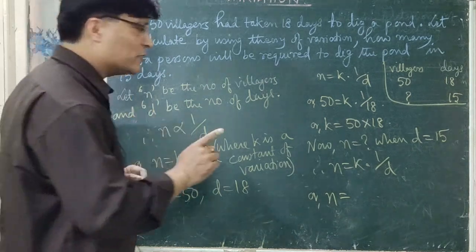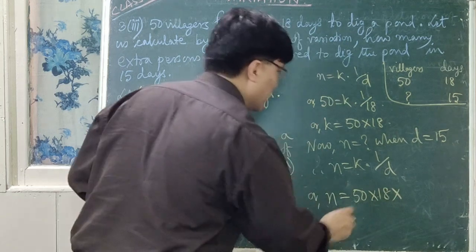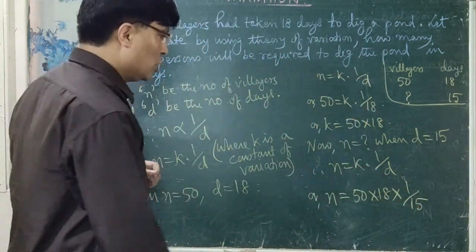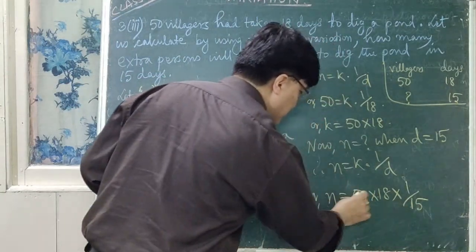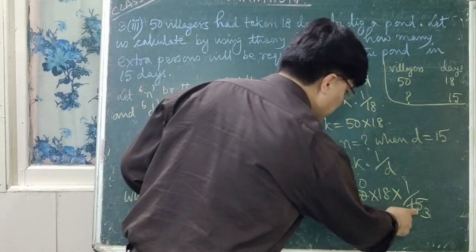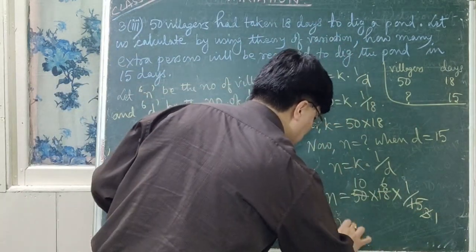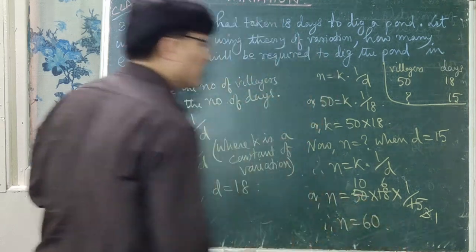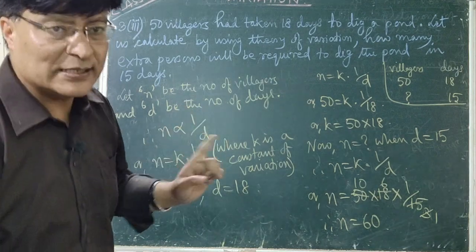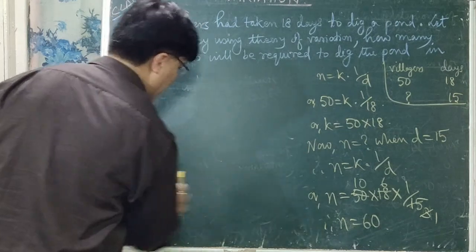Clear? So n is equal to, what is the value for k in this case? What is the constant of variation? What is the value for k? It is 50 into 18 into 1 upon d means 1 upon 15, right? So 15 and 50, 5 tens are 50, 5 threes are 15, 5 threes are 15, 5 tens are 50, 3 ones are 3, 3 sixes are 18. That means n is equal to 60. So how many villagers are required to dig the pond in 15 days? It is 60 villagers.